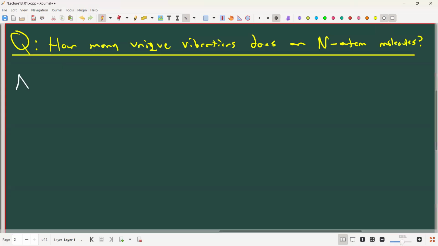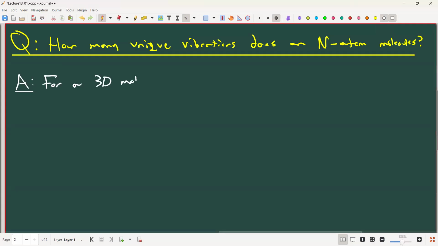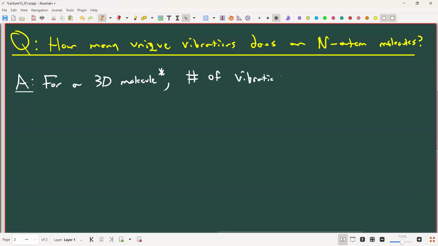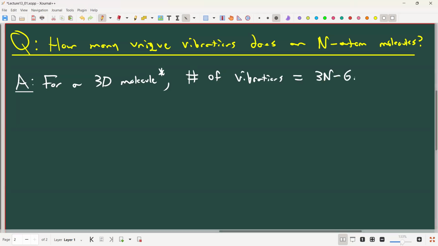But the answer is for a 3D molecule, and I want to put an asterisk next to 3D molecule because there's a little subtlety here, the number of vibrations is equal to 3N minus 6. Well, I'll have to specify that this number can change depending on the type of molecule we're looking at. It's not a complicated argument. This number isn't always accurate, and we'll understand why.